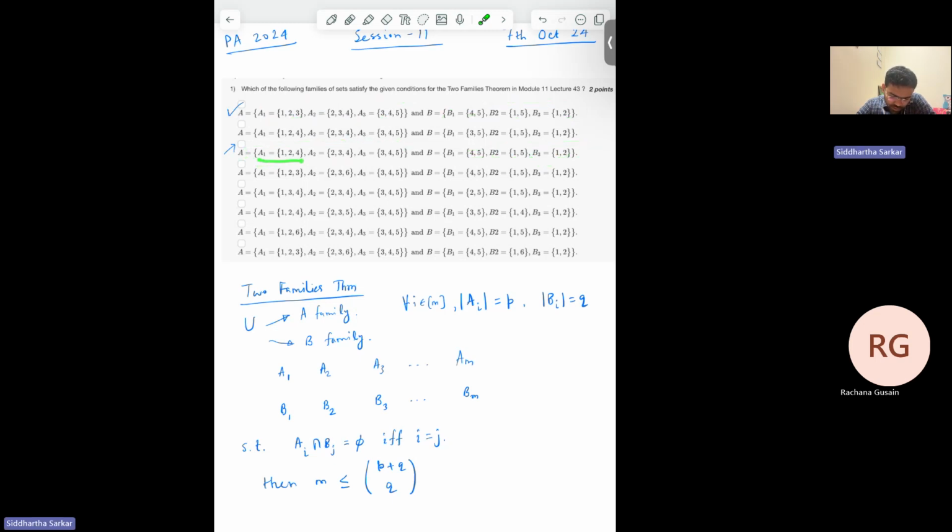So let's check A1 intersection B1. A1 intersection B1 itself has 4. So it is non-empty. So it should not be the case, because as per the condition, if i and j are equal, then Ai intersection Bj should be empty. So therefore, these families do not satisfy the condition of the two families theorem. So we can right away conclude it without verifying anything else.